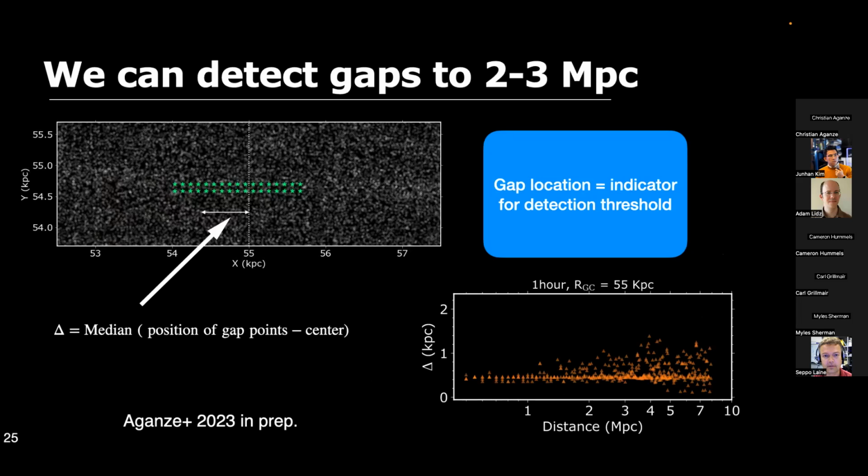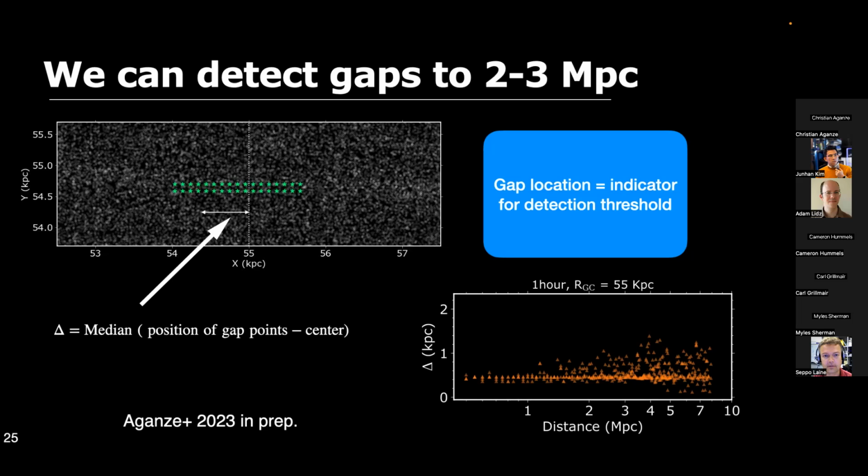And we just look at the median deviation from the center, because we put the gap at the center. This is plotted as a function of distance of the galaxy. We take the galaxy, try to find the location of the gap in that galaxy, and then keep moving the galaxy to larger distances. We see if we keep consistently finding that gap at the center. So this is what I'm plotting here. On the x-axis is the distance of the galaxy and how far the gap is from the center, because we put the gap at the center. And it looks like around 2 or 3 megaparsec, we start to lose it.